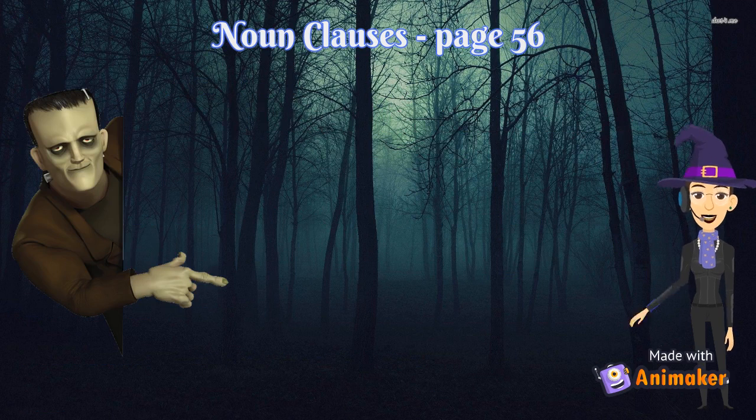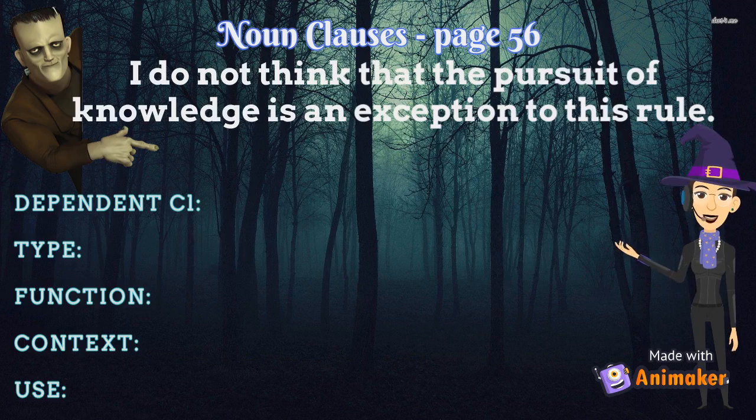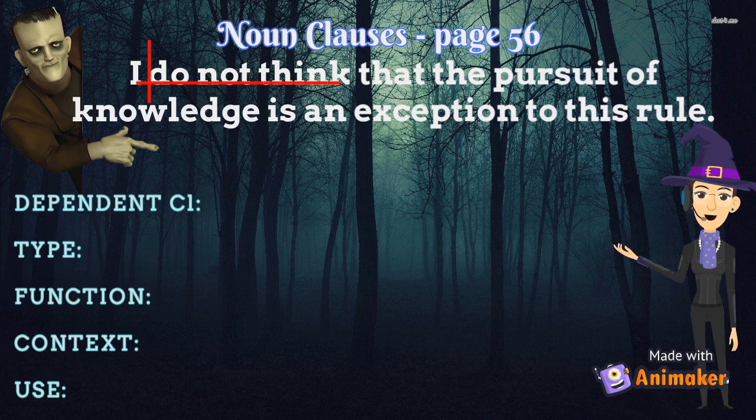In the second example, we will be following the same steps as before. The sentence says, "I do not think that the pursuit of knowledge is an exception to this rule." First, we identify the main verb in the sentence, which is think in its negative form, and the subject is I. Second, what introduces the clause? The subordinator that. So this clause is a that clause.